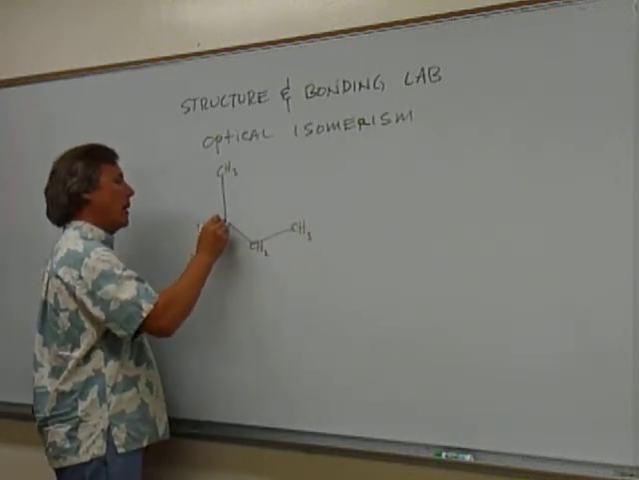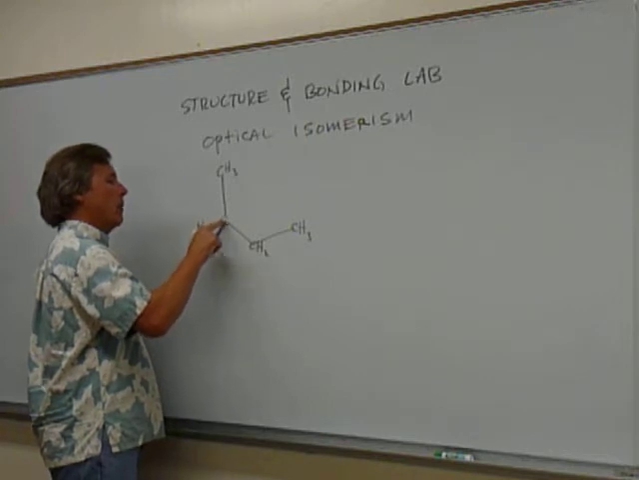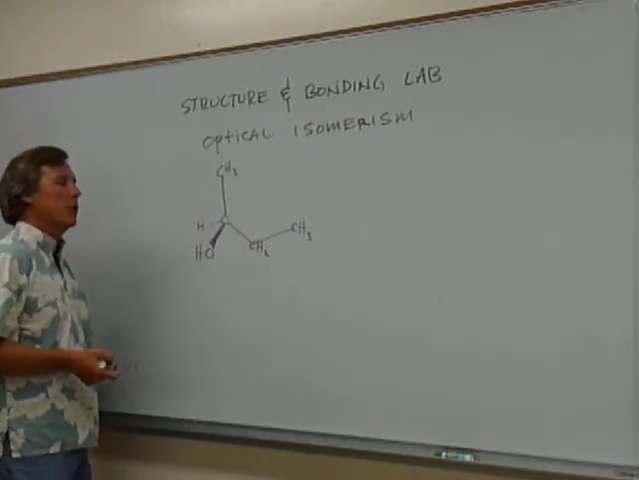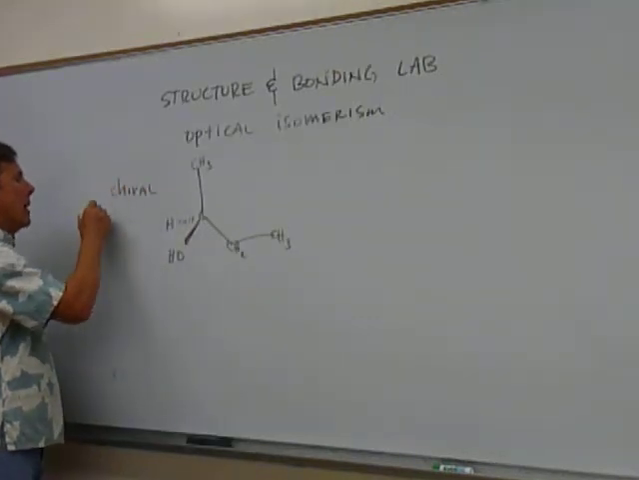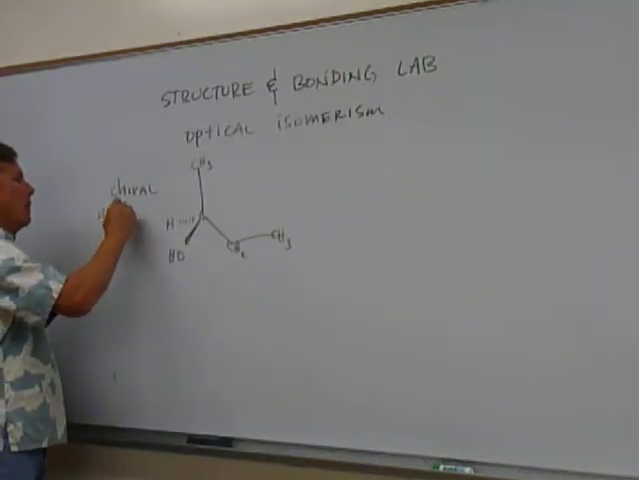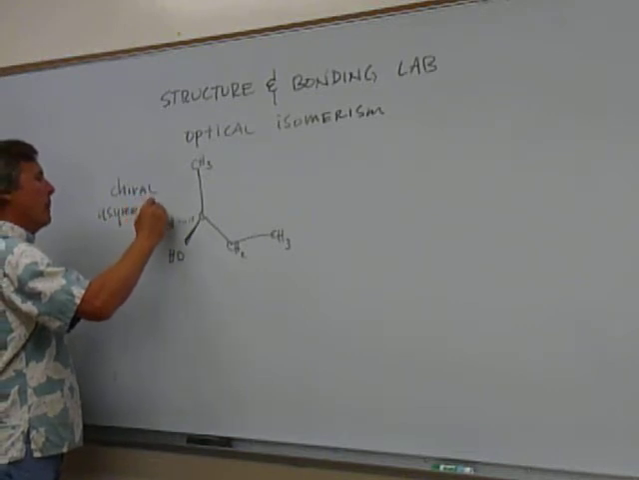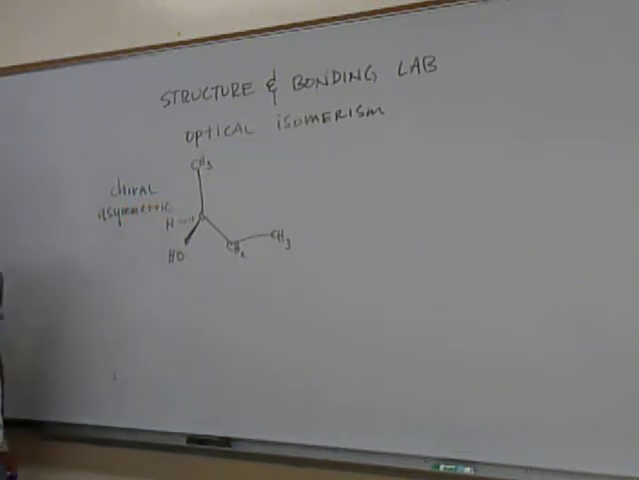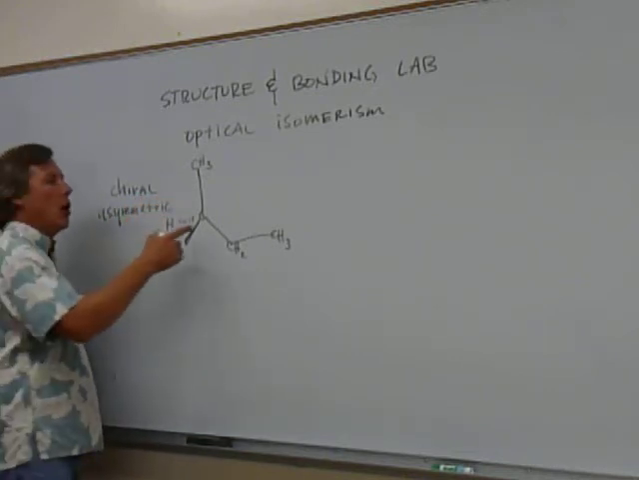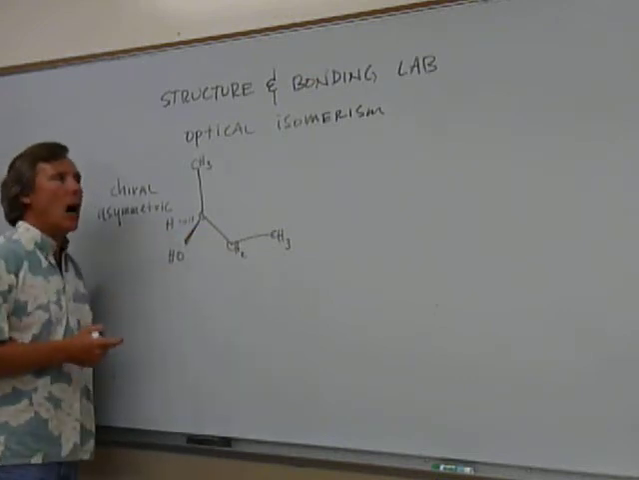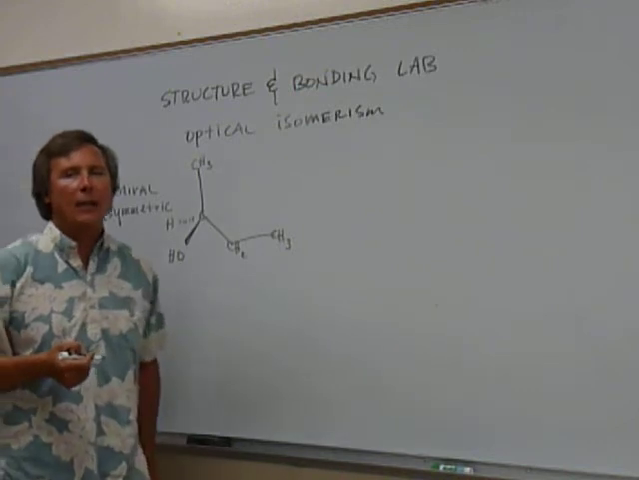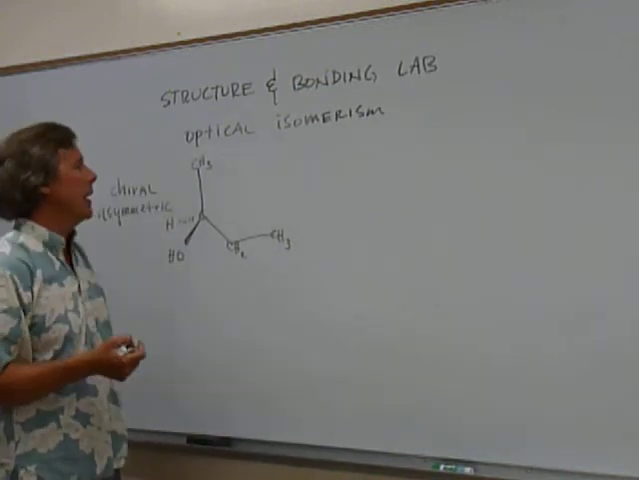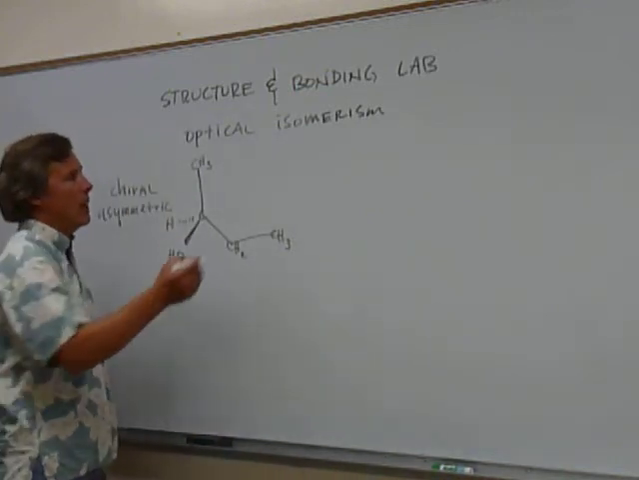This carbon right here, where we have these 4 different connections, is said to be chiral, which means asymmetric, without symmetry. What we discover is that a chiral carbon is optically active, and we'll discuss this term optically active in greater detail a little bit later in the semester.